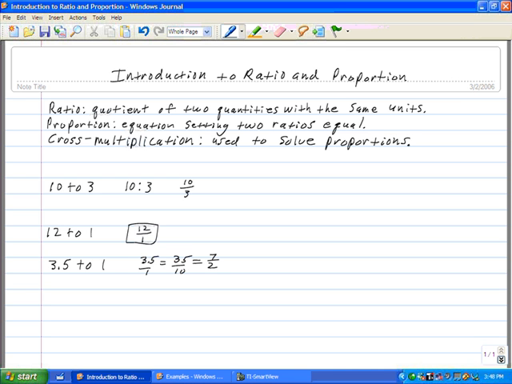And again, remember that our units need to be the same. If we had a ratio of $50 to $60, we would write that as a 50 over 60. Note that the units are the same, therefore they cancel, and this would simplify down to a 5 to 6 ratio.